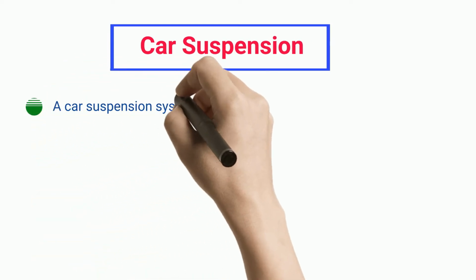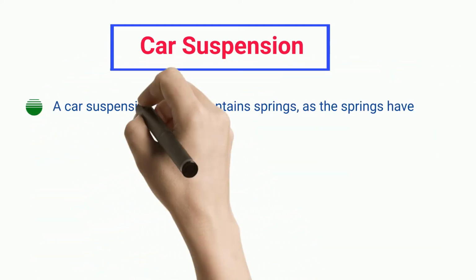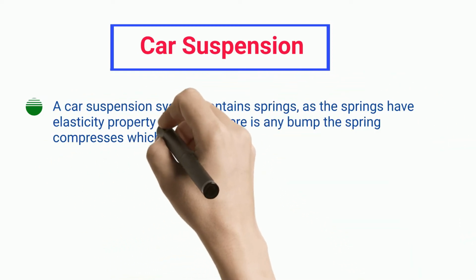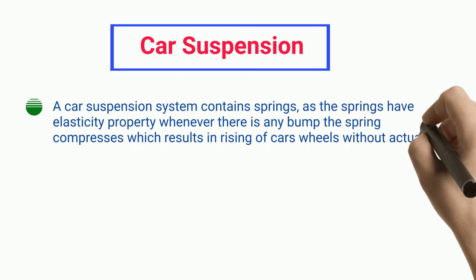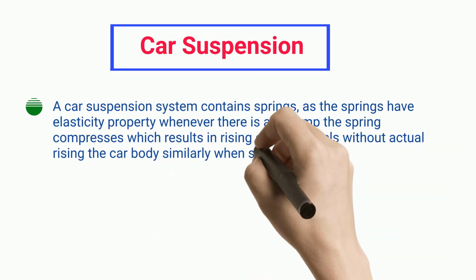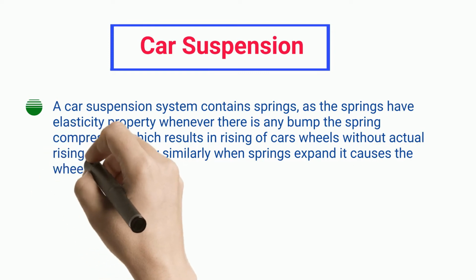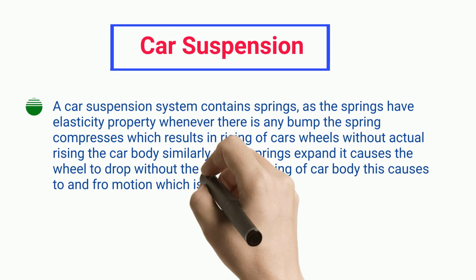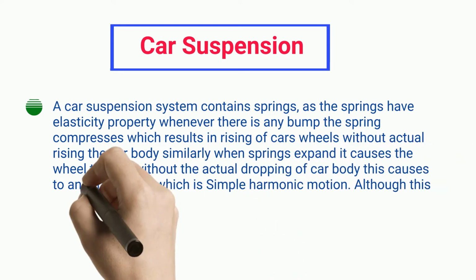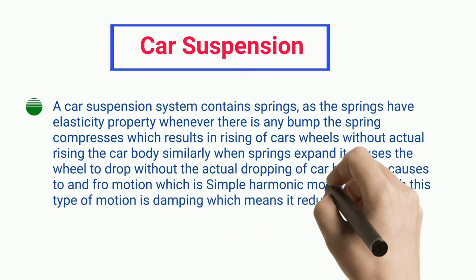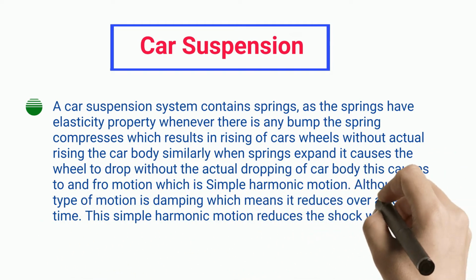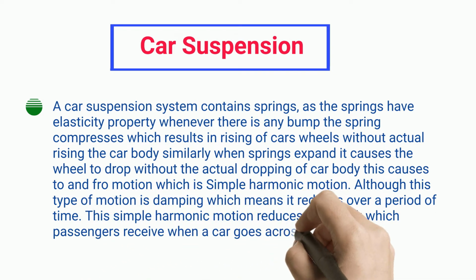Car suspension. A car suspension system contains springs. As the springs have the property of elasticity, whenever there is any bump the spring compresses, which results in rising of the car's wheels without actual rising of the car body. Similarly, when springs expand it causes the wheel to drop without the actual dropping of the car body. This causes to and fro motion, which is simple harmonic motion. Although this type of motion is damped, which means it reduces over a period of time. This simple harmonic motion reduces the shock which passengers receive when a car goes across a bump.